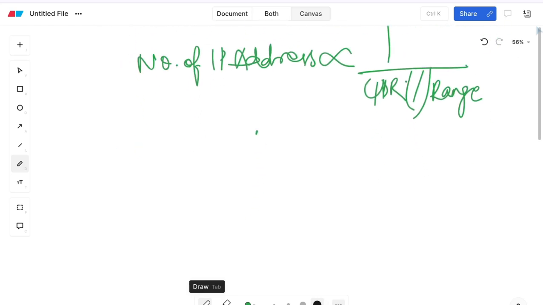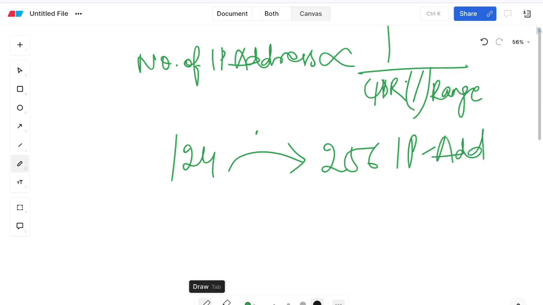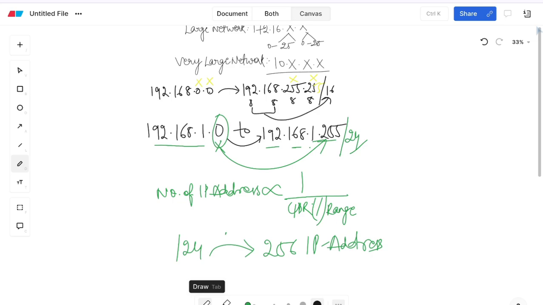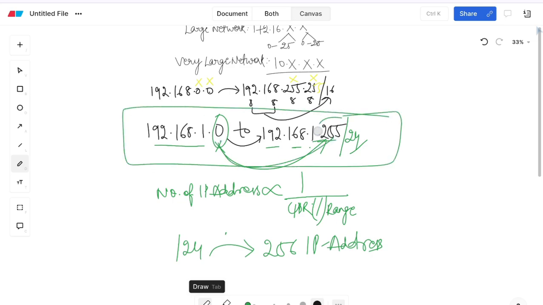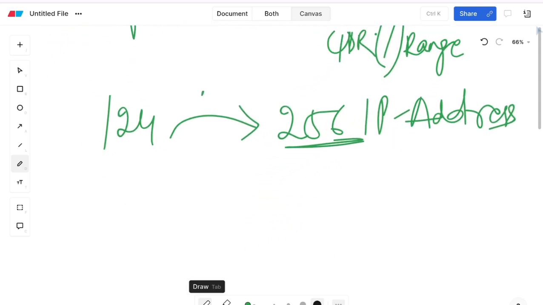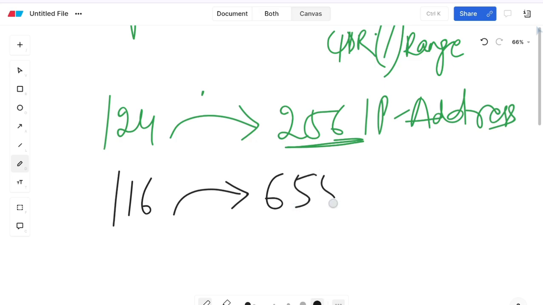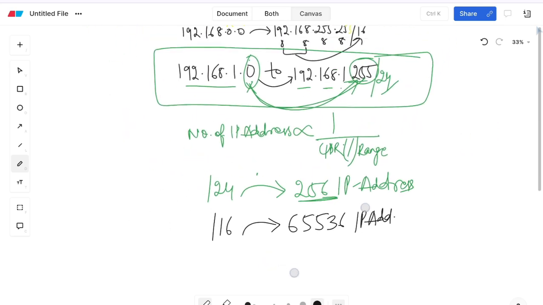now what does it mean is, if you are writing /24, then in that case you will have 256 IP addresses available in that range, right? Because /24, if we see what is the /24 condition, this one. So if we look into this one, the IP range is from 0 to 255. So 255 plus 0, that is 256. One extra IP address, that is 256 IP addresses we will get. Okay, in place of /16, we will get around 65,536 IP addresses.